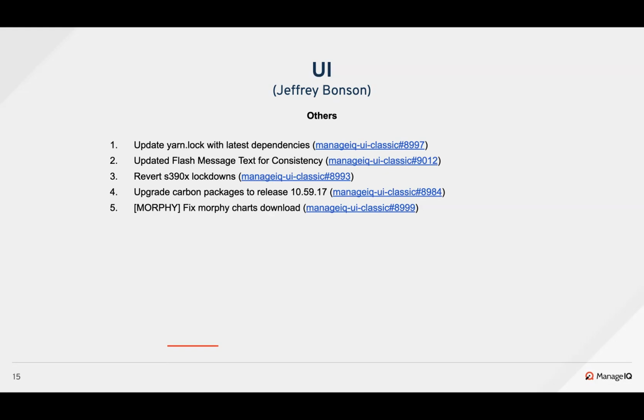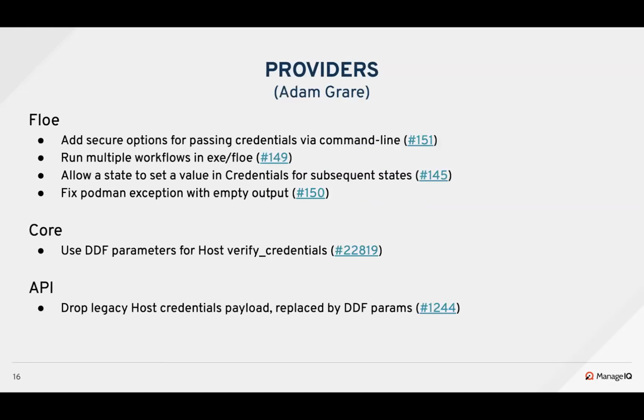He also upgraded the dependency packages like React, React DOM, ESLint plugins, StyleLint. So these upgrades are required in order to fix the accessibility violations within the data table component. And in the last PR in this list, Gilbert fixed the chart downloads as JPEG and PNG formats for Morphe. That's all from the UI side. Over to Adam. Thanks, Jeffrey.